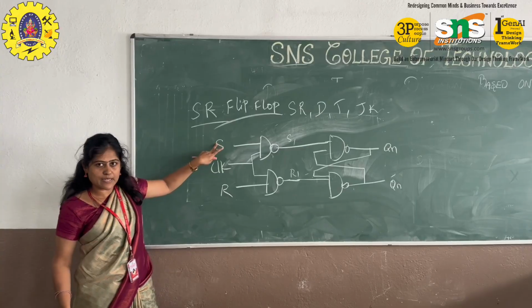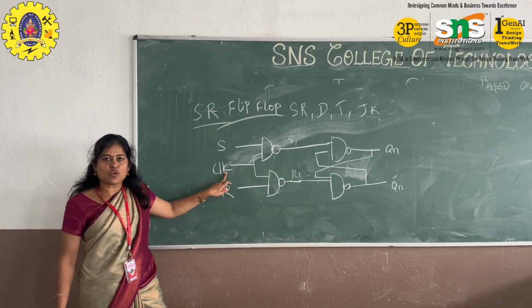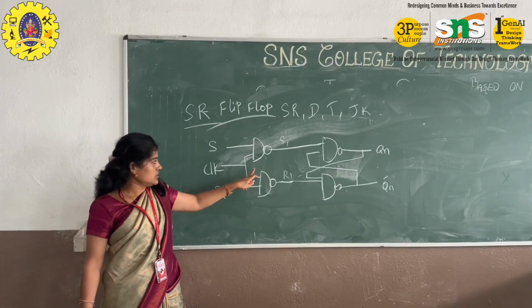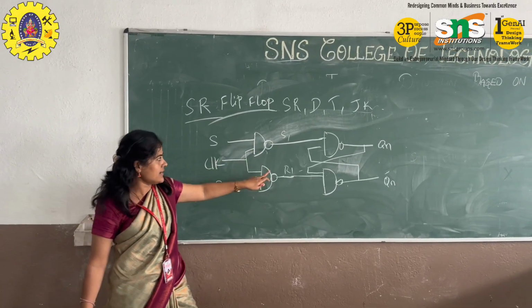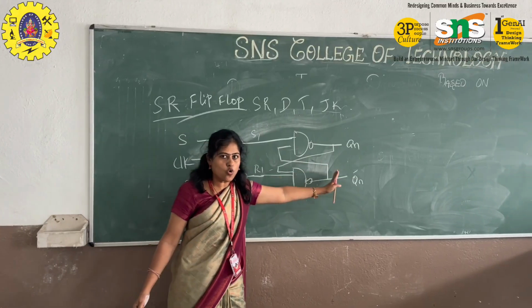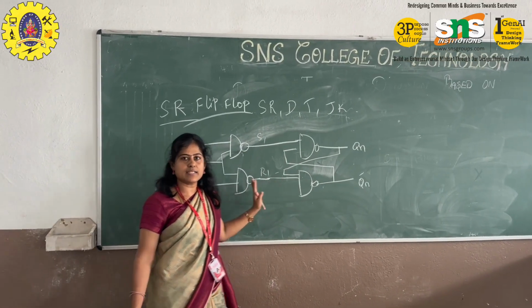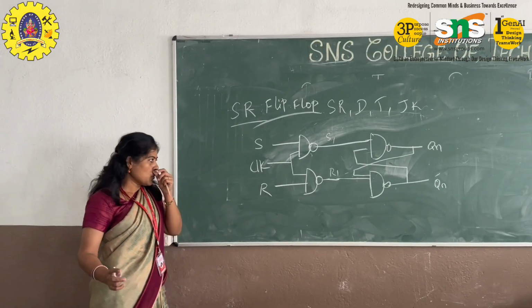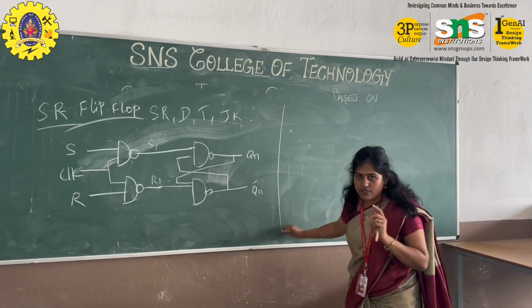See here: S input, R input, clock. A positive clock pulse is given to both of these gates, so the clock is given to this gate and this gate. In the second stage, the output is fed back to the input of the second stage. So this is the SR flip-flop. We are going to discuss the operation of the SR flip-flop, how it works.